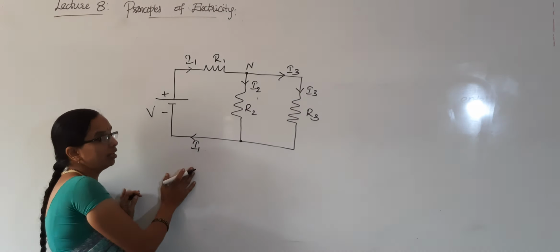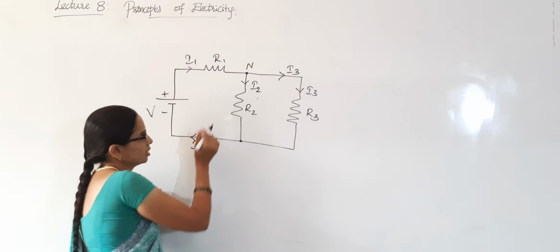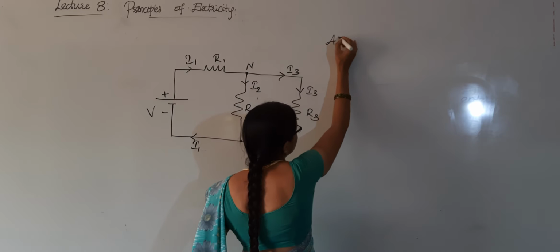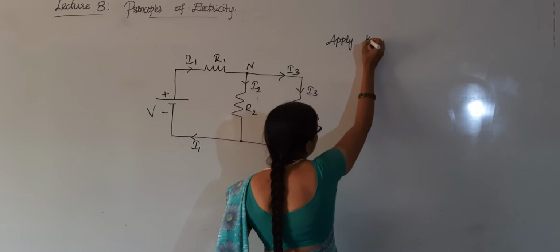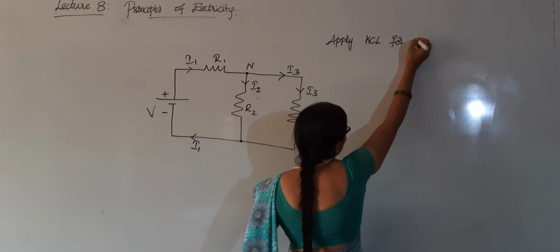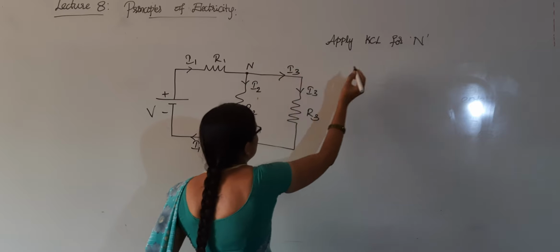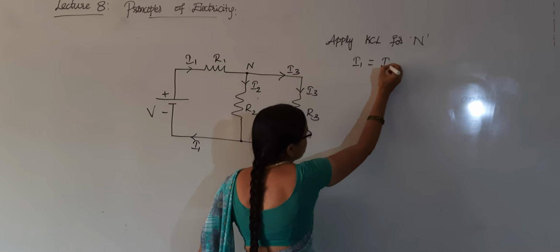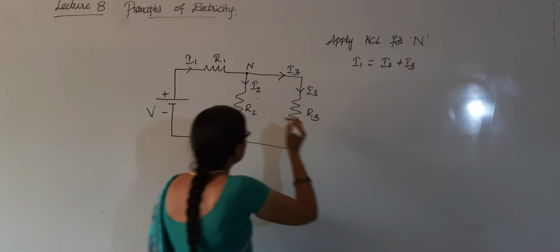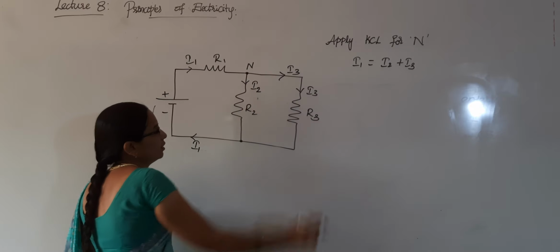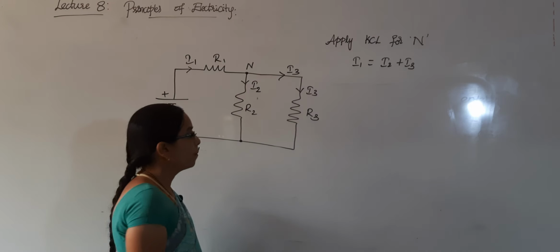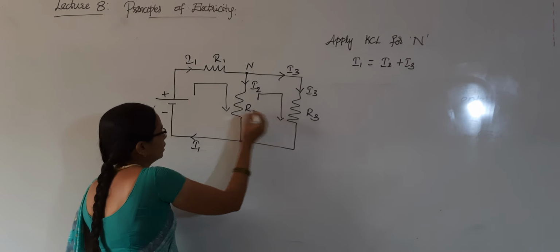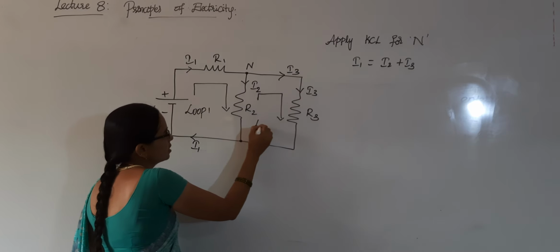How to apply KCL and KVL for this circuit. If I apply KCL for node N, what happens? I1 is entering, I2 and I3 are leaving. I1 is equal to I2 plus I3, because I1 is entering this node and I2 and I3 are leaving that node. Okay. Apply KVL. Here we have to consider loop-wise. I will call this loop 1 and this loop 2.